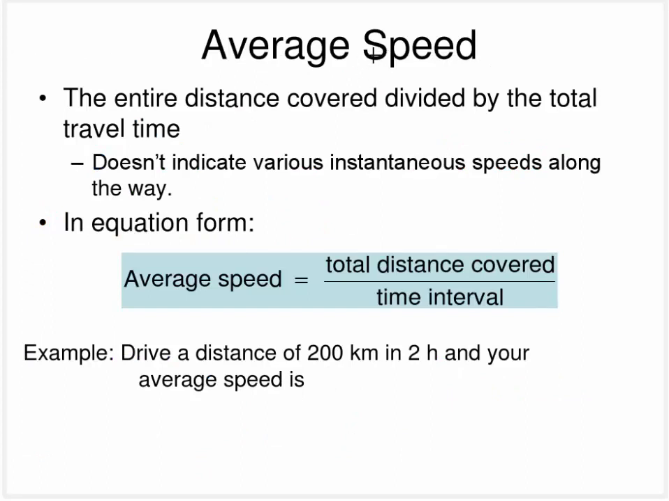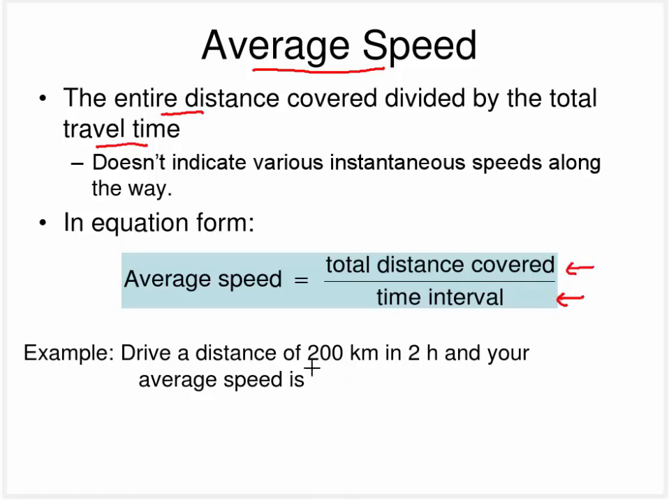Now actually the speed that I quoted you before is the average speed, which is the entire distance covered divided by the total travel time, and it doesn't really indicate any instantaneous speeds along the way. For example, thinking of a man walking his dog, we do know that the dog will stop due to various calls of nature, and we don't account for the fact that the man is standing still for maybe several minutes during his walk. So the average speed is going to be the total distance covered per the time interval.